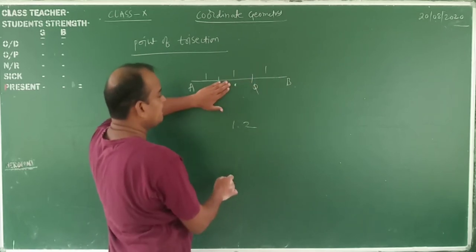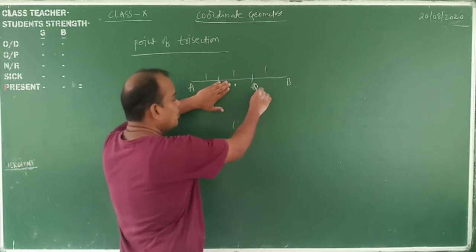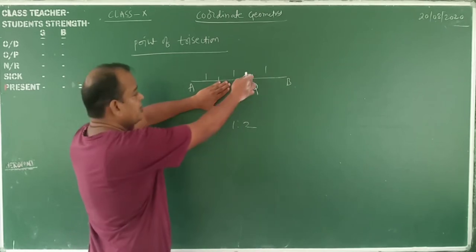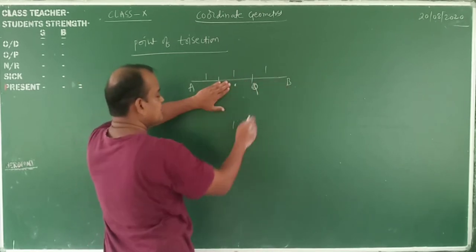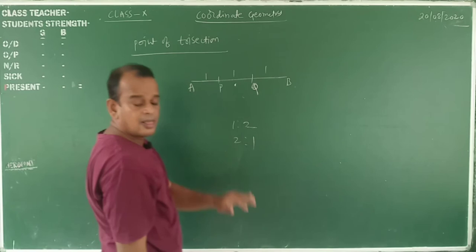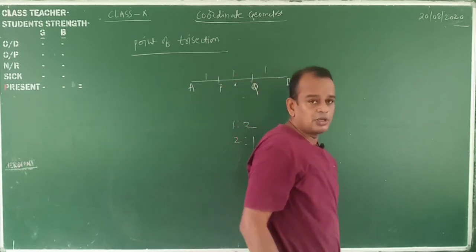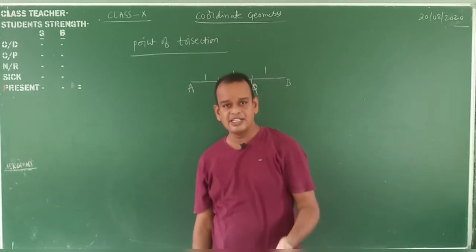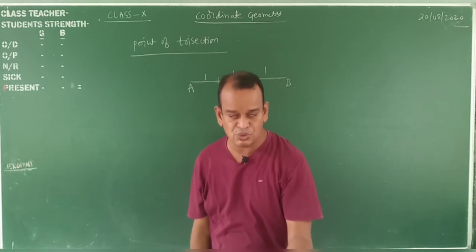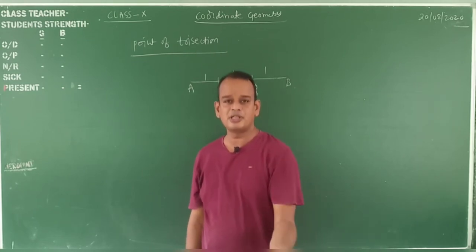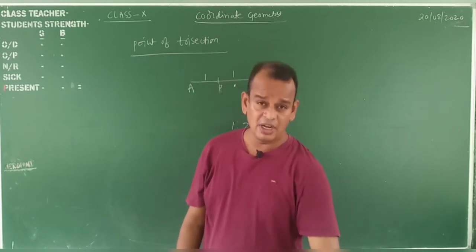First of all, close this one. This is point Q. Only one point is there. This side distance is 2, this side distance is 1, so 2:1. If the points P, Q divide the line segment in the ratio either 1:2 or 2:1, then the points are said to be points of trisection.